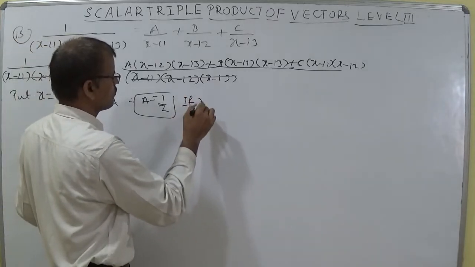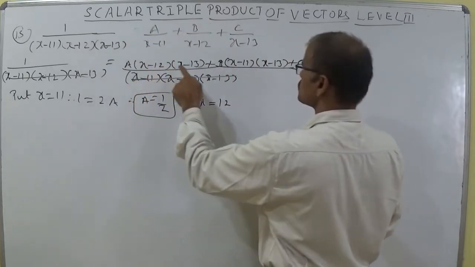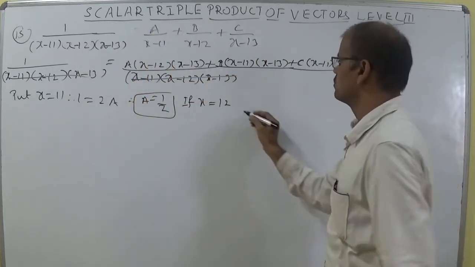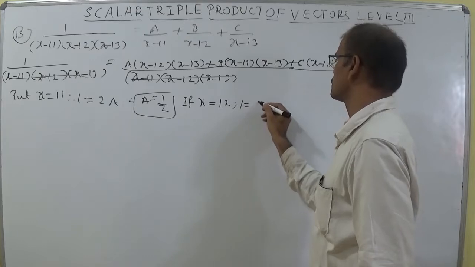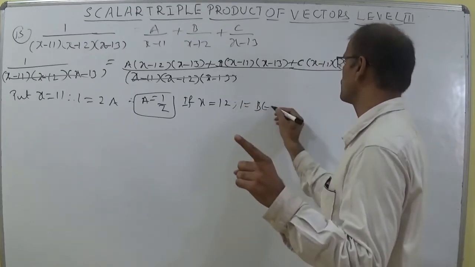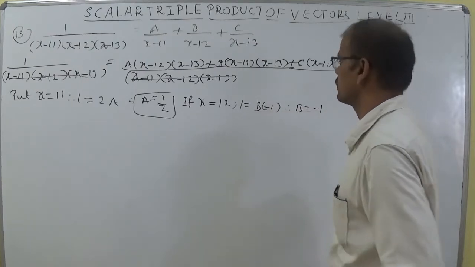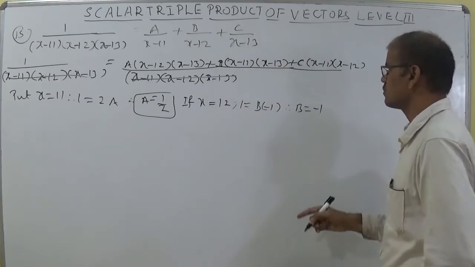Next I am writing, if x is equal to 12, then this is 0 and this is 0. You will be getting b: 1 is equal to b into (12 minus 11), which is 1, and (12 minus 13), which is minus 1. Therefore, b is equal to minus 1 we got. This is 12 minus 11 and 12 minus 13.